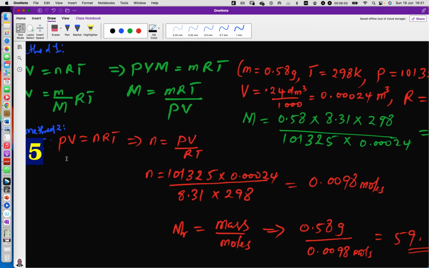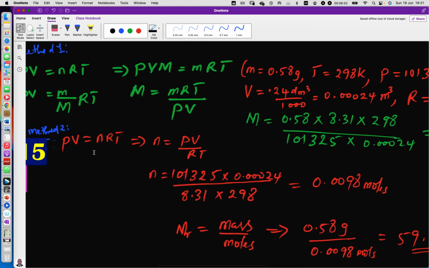Since the ideal gas equation is PV equals nRT, we will look for the number of moles. The number of moles will just be equal to PV divided by RT. When we look for the number of moles using these converted values, we will have 0.0098 moles.